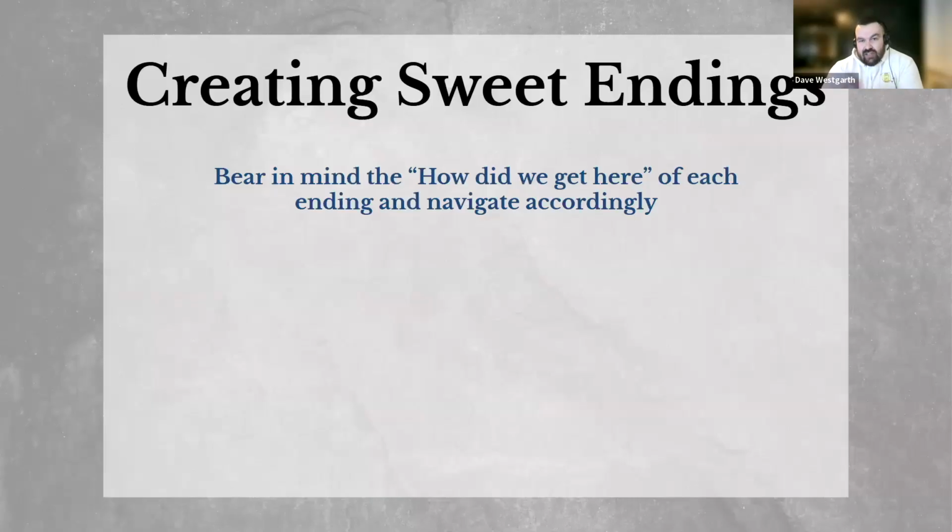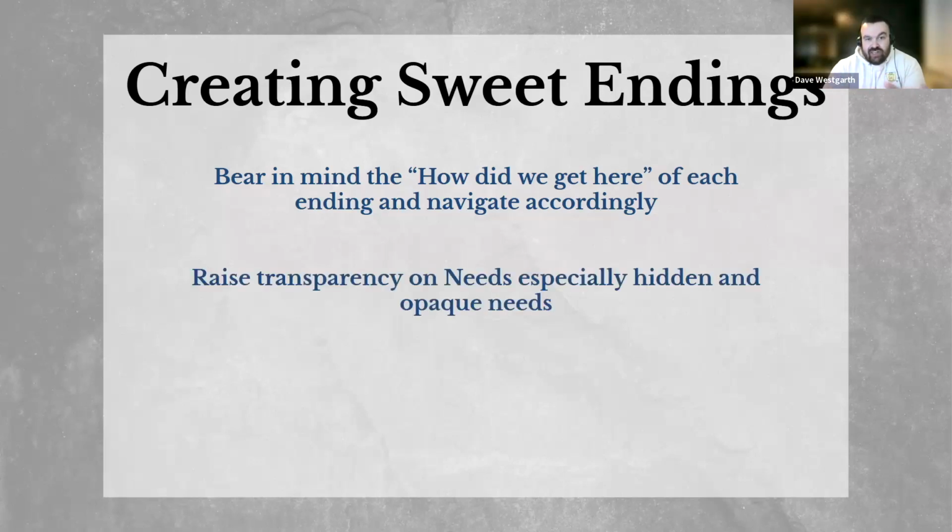So in terms of creating sweet endings, the ideas I would encourage you to take away: bear in mind the "how did we get here" step of each ending and navigate accordingly. Raise transparency on needs, especially when they're hidden or opaque from the team. There's nothing worse than being able to see an opportunity to capture more value or an improvement that the team can't. As a primary concern in a Scrum Master role, raising transparency should be your first order of business.